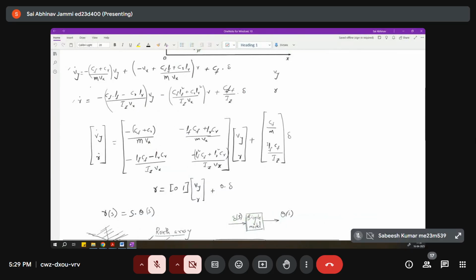Exactly. In this second term, 2 1, what I mean to say, minus LFCF plus... matrix, first row, second column. This one, right? Vx will come over here, na Abhinav. Minus Vx will come over here, if I'm not wrong. I think you have missed Vx over here. Let me check once.